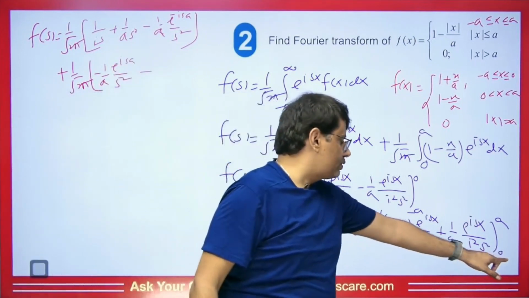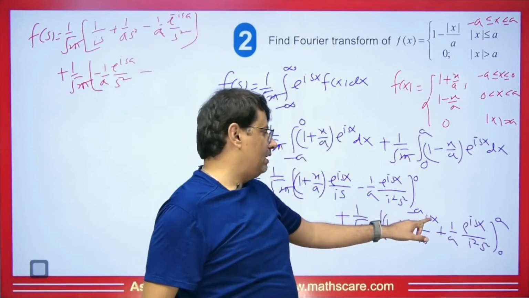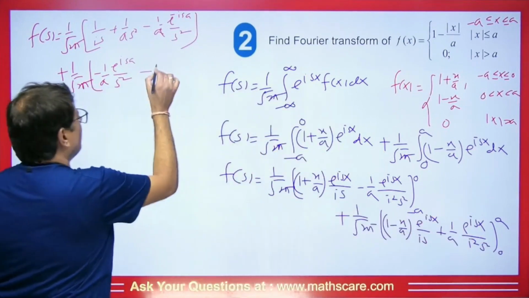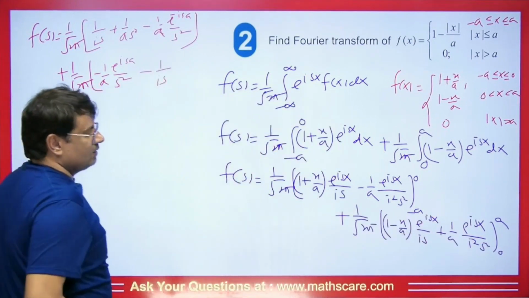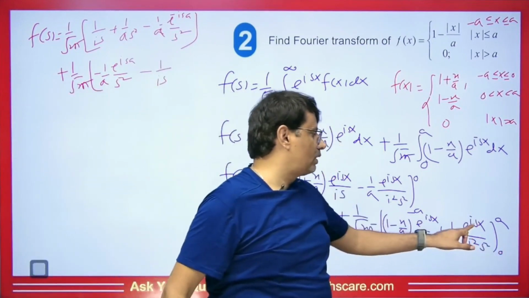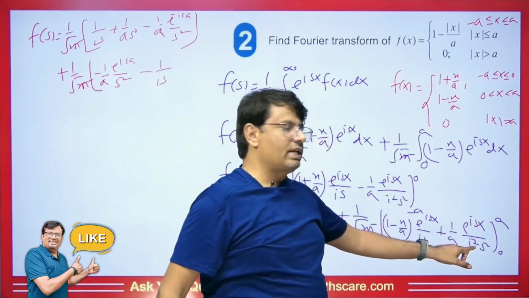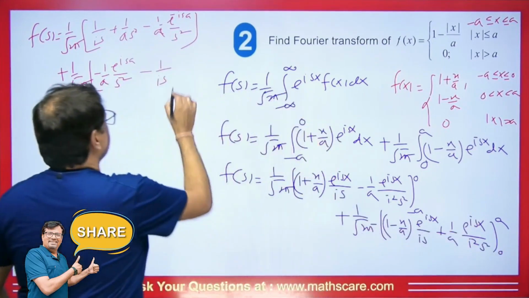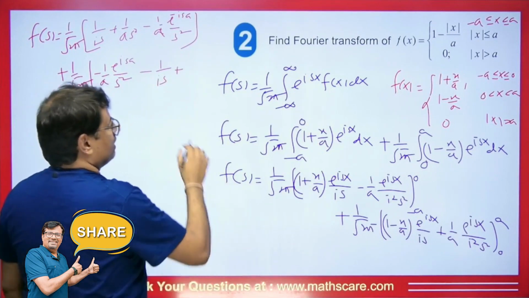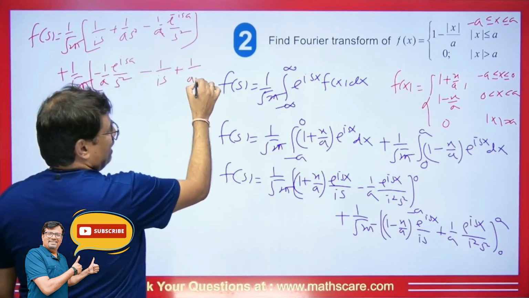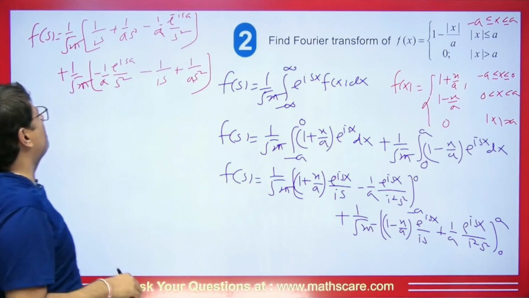When we subtract the second limit, 0 will be in place of x. We know e to the power 0 is 1, therefore the value will be 1 upon iota s. And here also we will put 0 in place of x. So iota square is minus 1. And this will be negative, so negative negative becomes positive. And from here we will get its value as 1 upon a s square. So we will get this as its value.